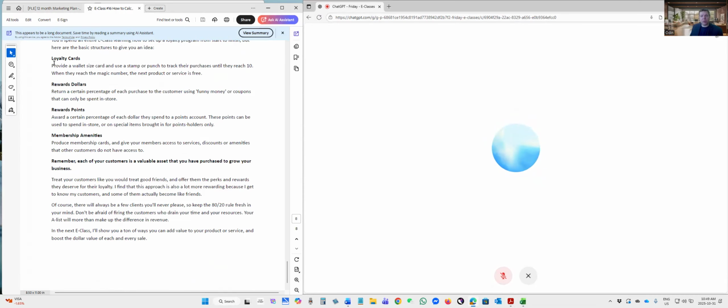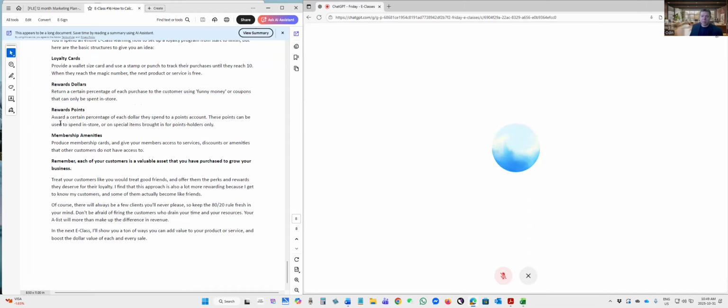We also didn't go through here loyalty. So provide a wallet-sized card and use a stamp or punch to track the purchases until they reach 10. When they reach the magic number, the next product or service is free. Next, rewards dollars. Return a certain percentage of each purchase to the customer using funny money or coupons that can only be spent in the store.